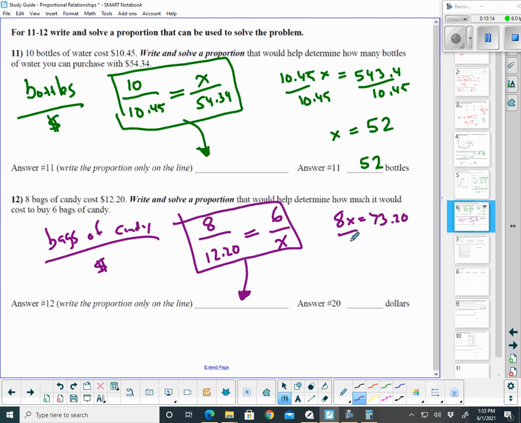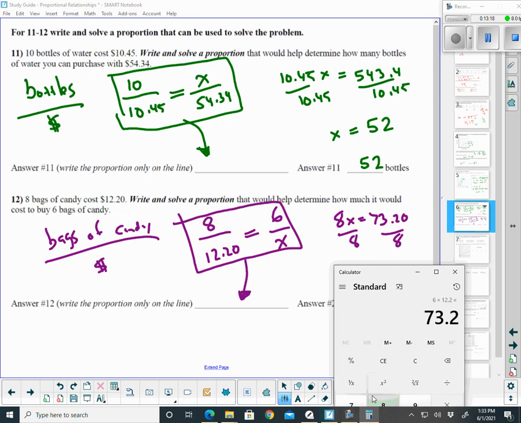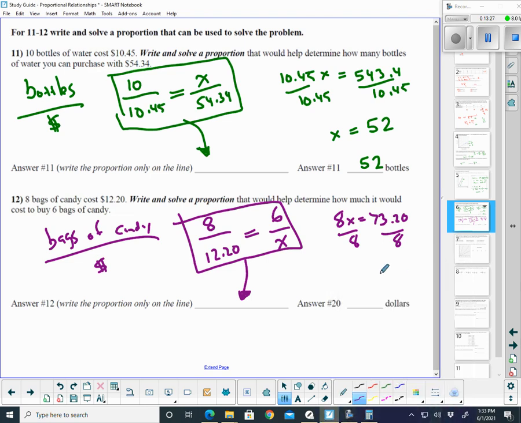Divide both sides by 8. So 73.2 divided by 8 is equal to 9.15. So x is equal to 9.15. So this would be $9.15, and it's kind of redundant to have the word dollars after dollars. So there you go.